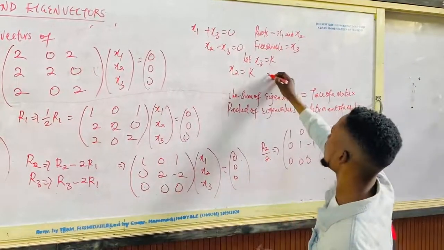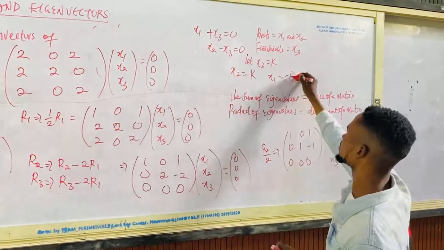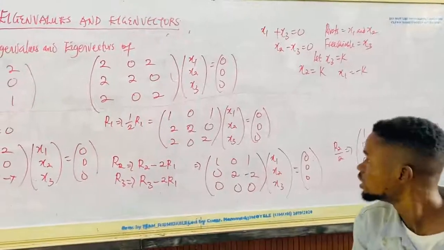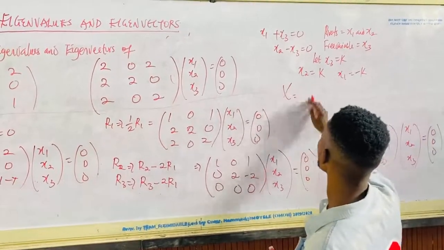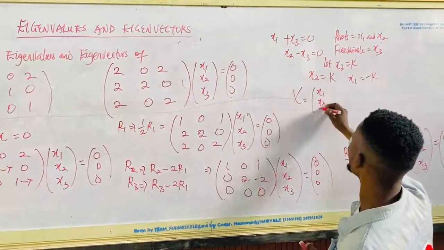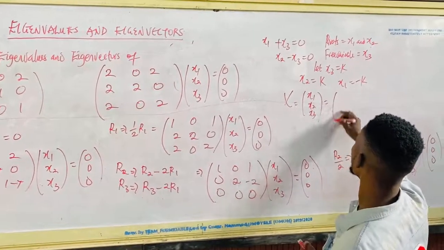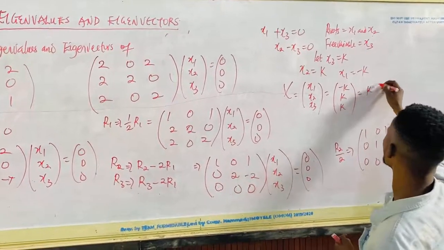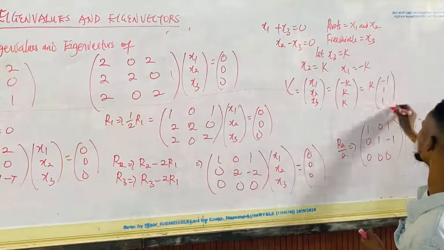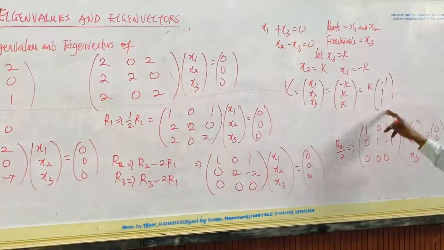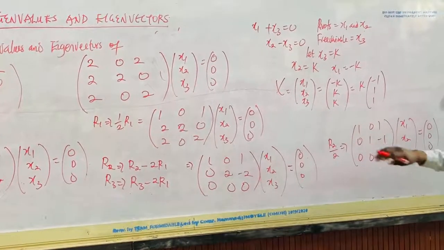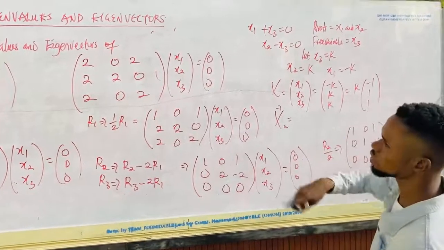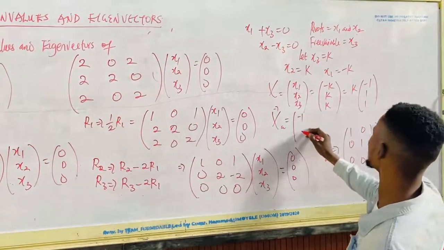Now what happens to x1? x1 becomes minus x3, that's minus k. So the solution gives x1, x2, x3: x1 is minus k, x2 is minus k, x3 is k. Factor out k. So when we take k as 1, then the first eigenvector, when lambda is minus 1, is the vector with components as found.